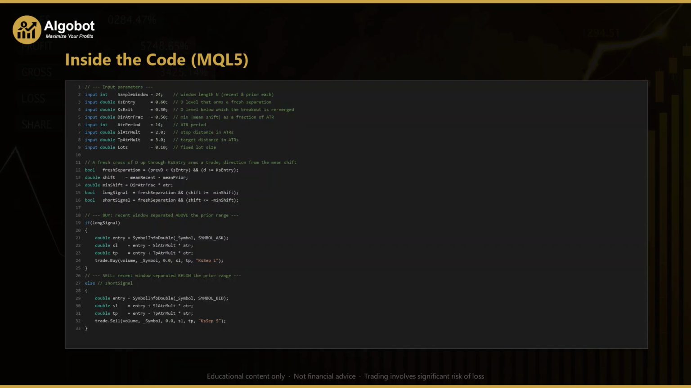Now the short side. Short signal is true when we have a fresh separation, but the shift is at most the negative minimum, meaning the recent window separated below the prior range. The code reads the bid price, places the stop above entry, the target below entry, and calls trade.sell. Both sides carry defined protection from the moment they open.